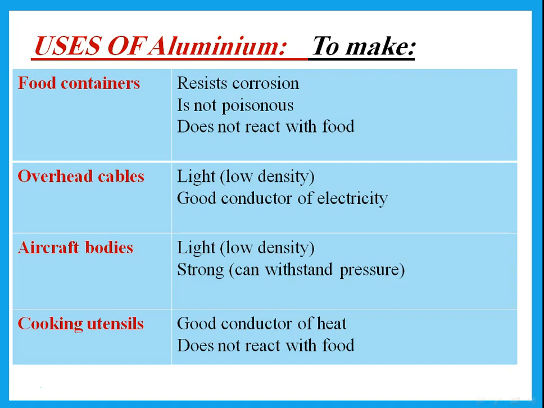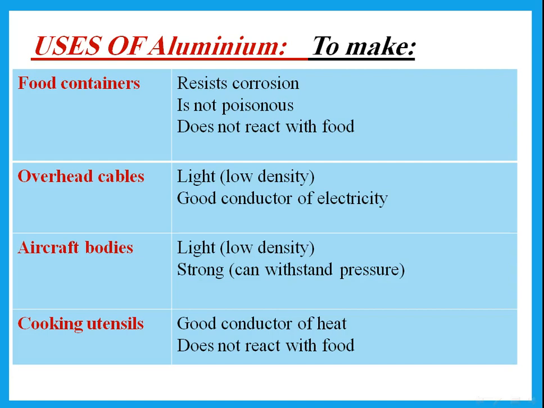So I use it in food containers. Why? Because it resists corrosion. It is not poisonous. It doesn't form any poisonous substances, and it does not react with food, because it is covered with a protective oxide layer. We also use aluminium for overhead cables.